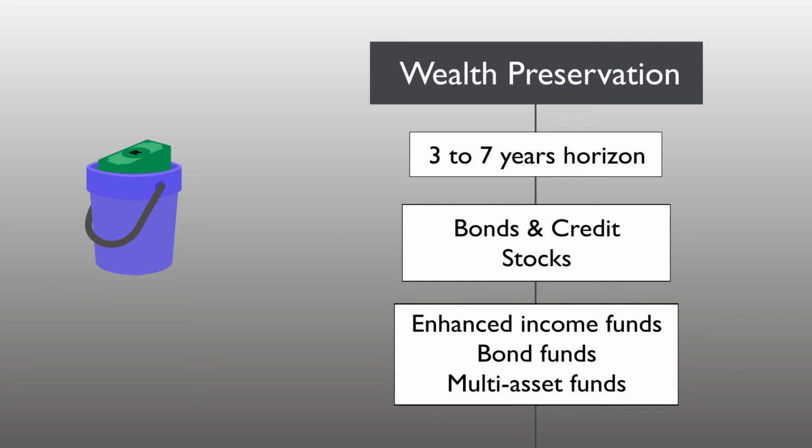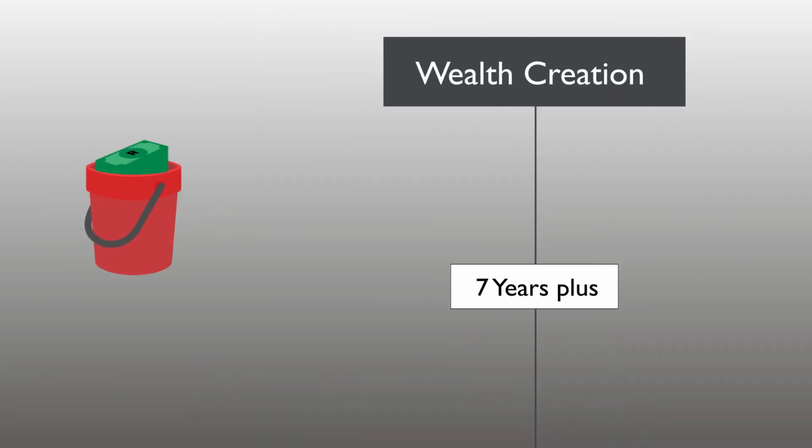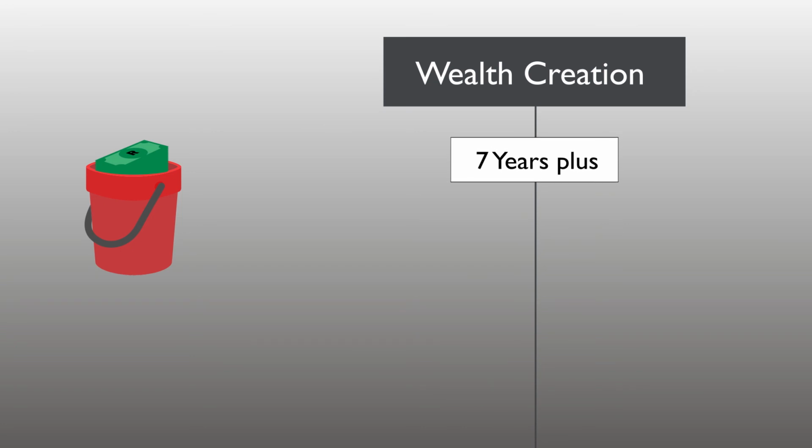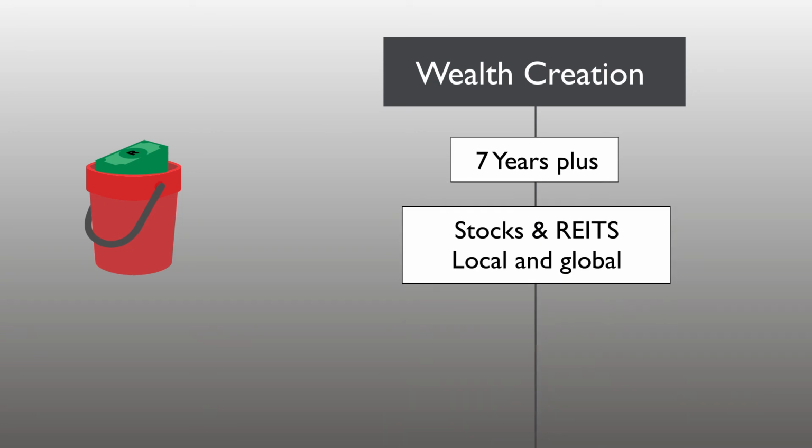The proceeds from this bucket are used to replenish the first bucket by rebalancing at least once a year if circumstances allow. The third bucket, known as the wealth creation strategy, contains long-term growth assets. These assets include local and global stocks and rates with a 7-year plus time horizon.